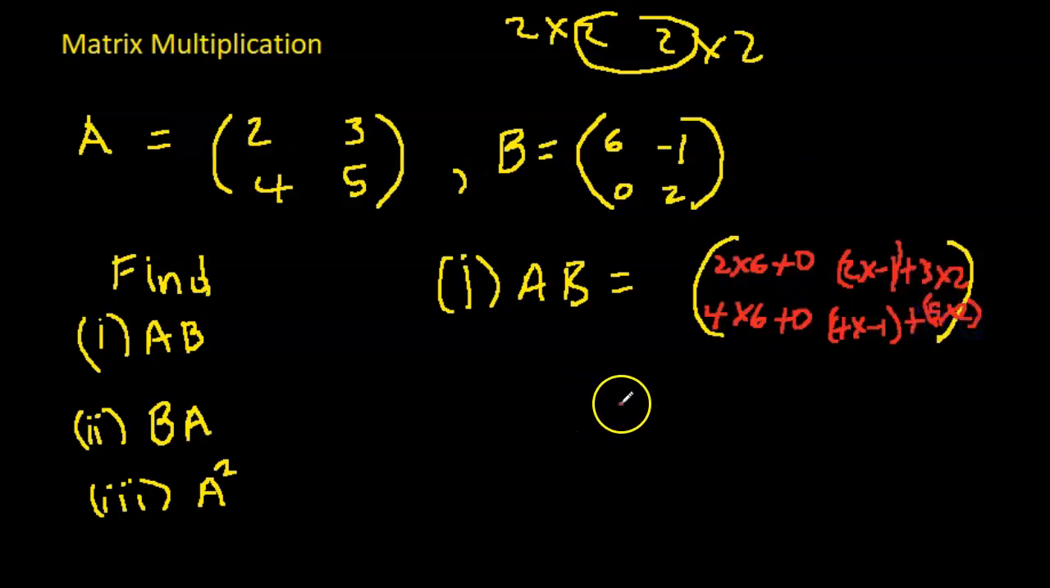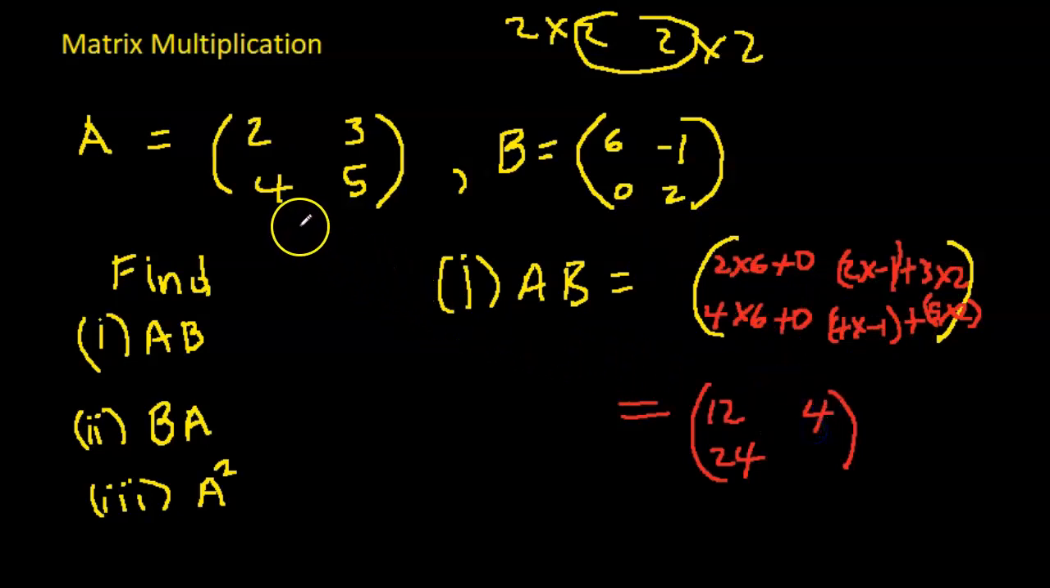right? So our result will be 12. And this 4 times 6 is what? 24. And over here, we have 2 times minus 1, which is minus 2 plus 6, and 3 times 2 is 6. Minus 2 plus 6, that's 4. And then the last one, 4, 5 times minus 1, 2. So it's minus 4 plus 10. That's positive 6. So 12, 4, 24, 6.